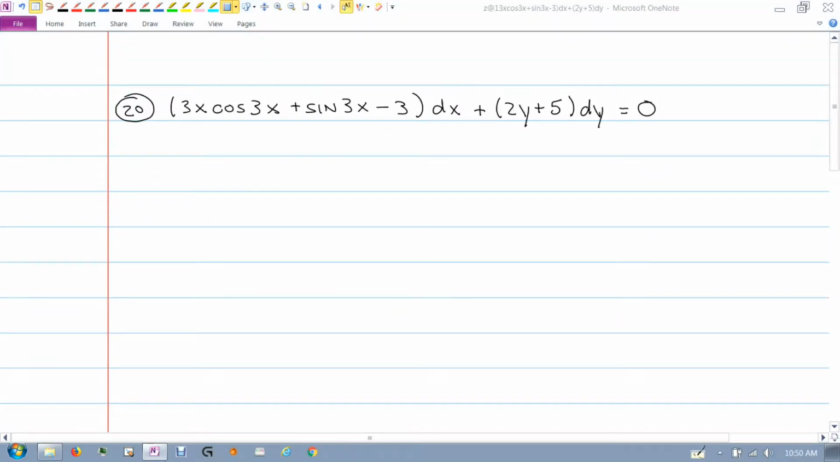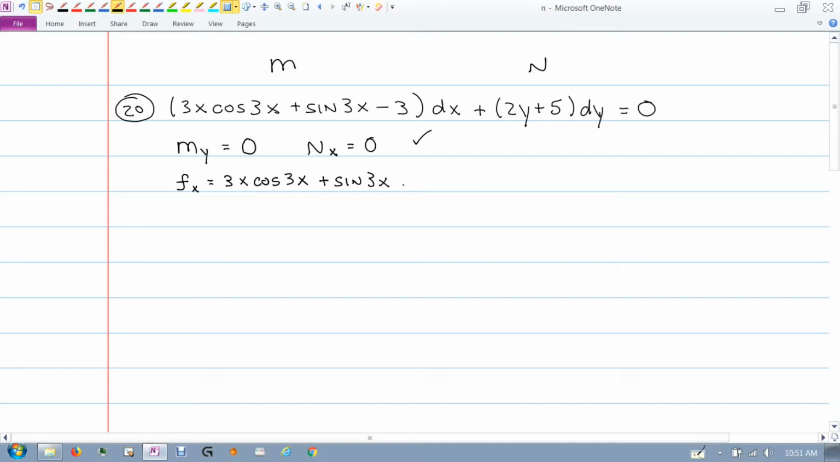Okay, working number 20 here. We've got M here and N here. Let me start by taking the partial of M with respect to y, which is just 0. And then if I take the partial of N with respect to x, I also get 0. So it's an exact equation. So the partial of f with respect to x is equal to this whole thing, 3x cosine 3x plus sine 3x, and then minus 3.